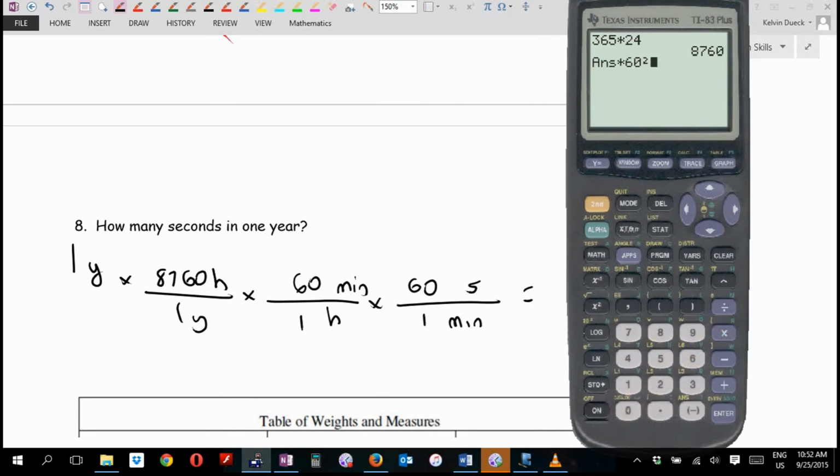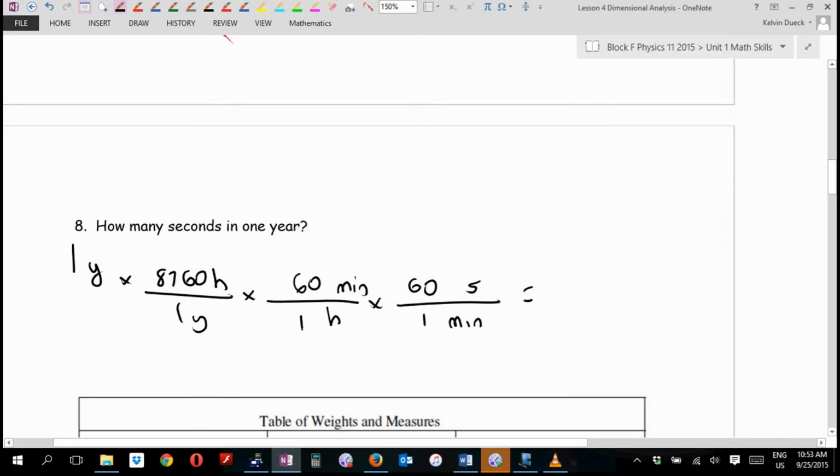I got really clever. Since I had 8,760 on my calculator, I used my answer button, and instead of going times 60 times 60, I know that's the same as going times 60 squared. Feel free to learn to make your calculator sing a little bit. 31536 and 3 zeros. 31,536,000 seconds each year. And they're ticking away. And we waste most of them.